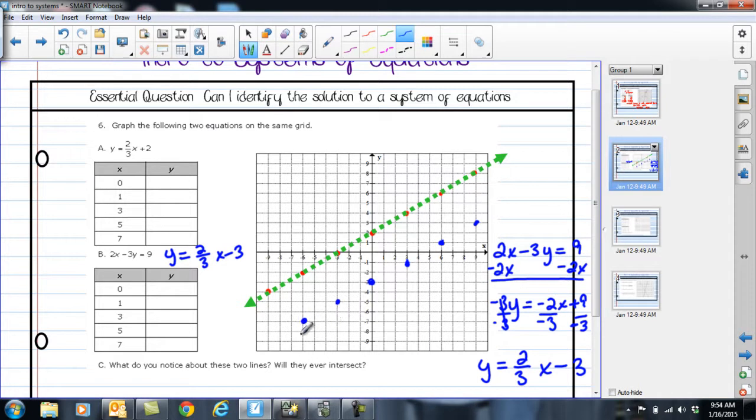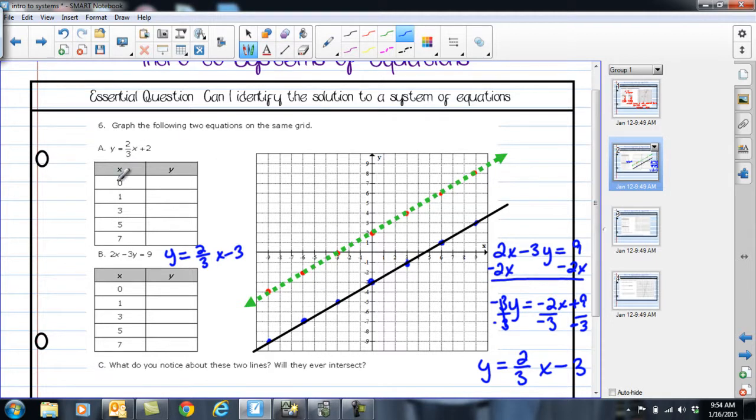And then just like before, I will take my line and I will connect them. And hopefully you will notice that these two lines are parallel. Since those two lines are parallel, it means that they are never going to intersect, which is going to tell us something. But we want to fill in this table first.